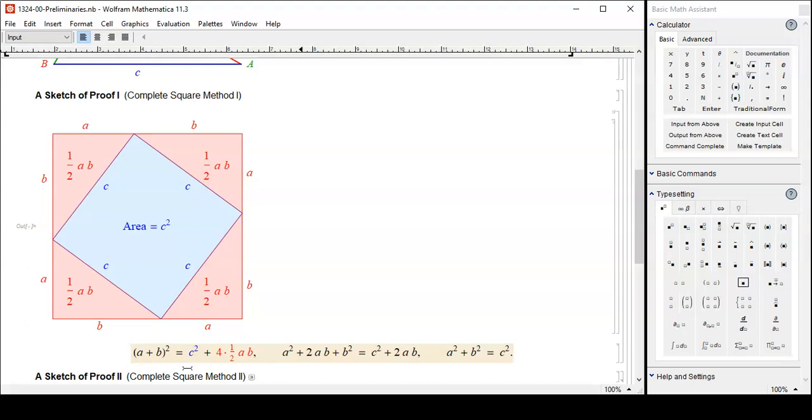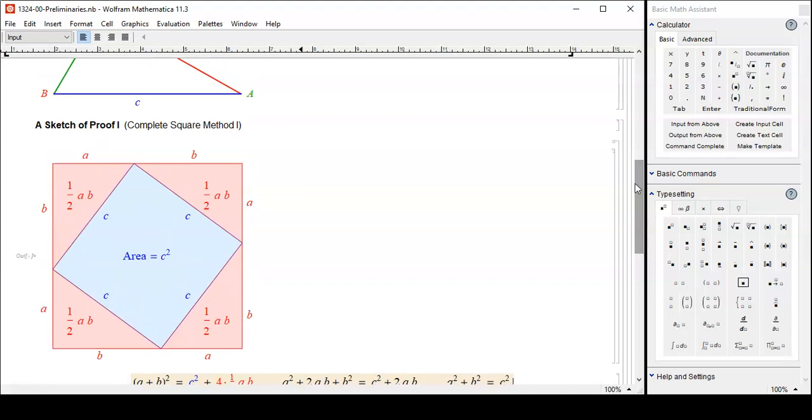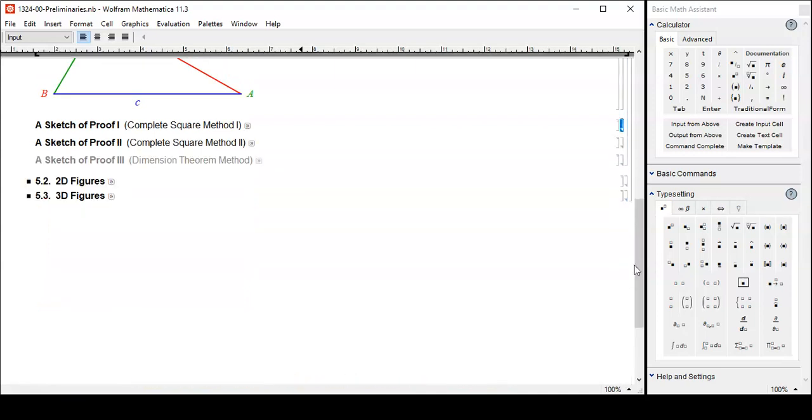a plus b total quantity squared should be c squared plus 4 times 1/2 ab, and then break up this left-hand side using the FOIL method or the complete square formula. That's what we have in the second line. a squared plus 2ab plus b squared is equal to c squared plus 2ab. And then the 2ab cancel each other out. Voila, we have the Pythagorean identity. There are other proofs, of course, but this is the one that appears in our textbook.